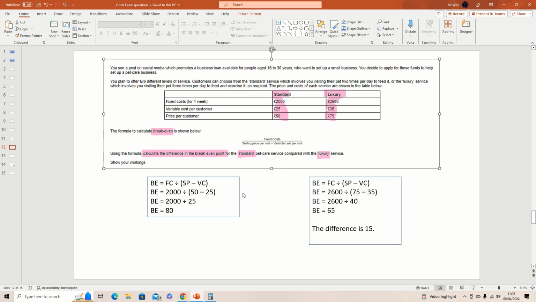So there's a lot of working out to do, but very, very easy calculations, especially with the calculator, and you just have to work out the difference.